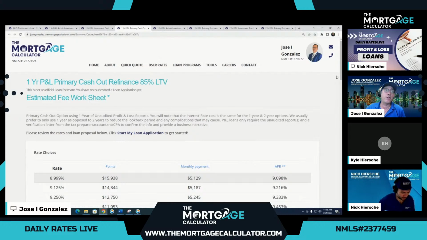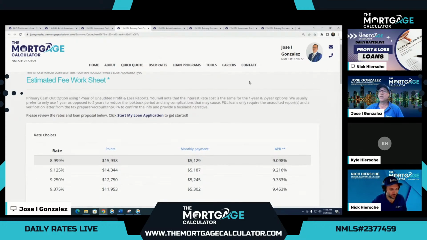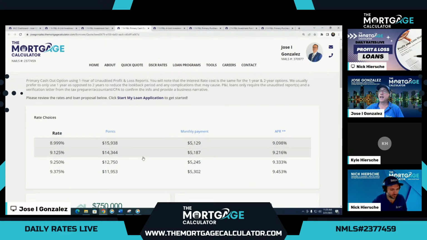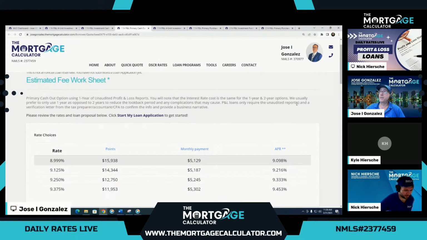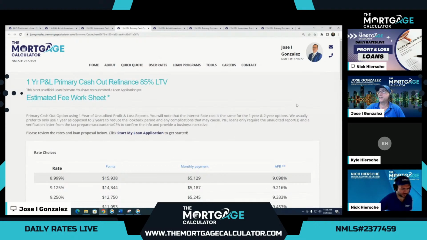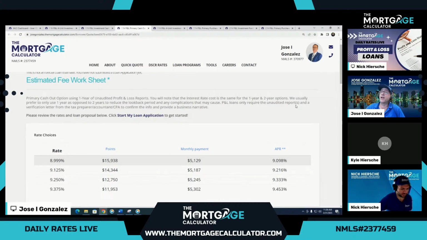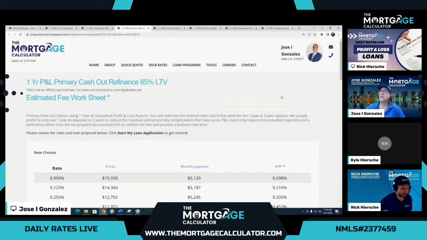I'm going to leave the 4-unit ones for last. So here we have pretty good options as well, right? 9.375 is the lowest cost option. 8.99 is the lowest rate option. Again, 15% down, 85% LTV, cash out refinance of a primary using P&L.